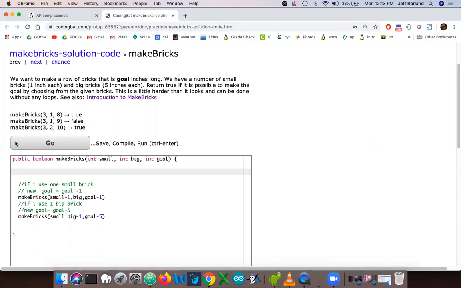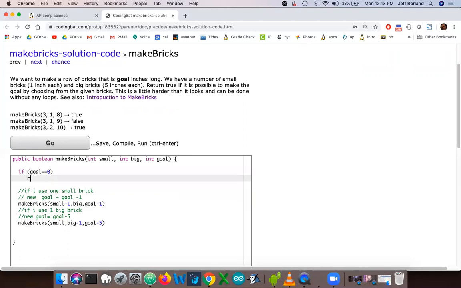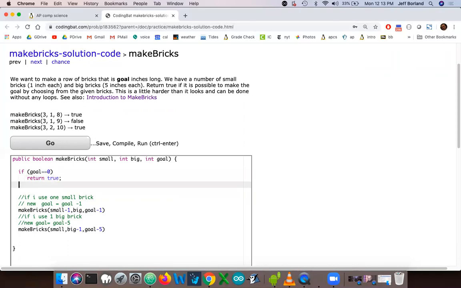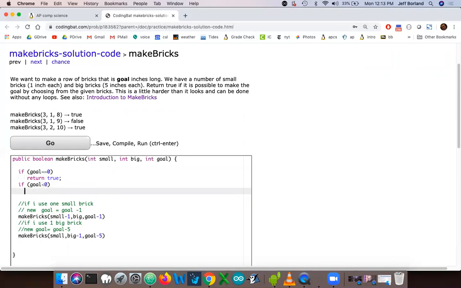Yeah, I like it. Well, say my target was 7. It's only a success if I get to 0. Yeah, Gianni. So if goal is 0, well, we did it. Return true. We made it. And I'll go with, if goal is less than 0, well, return false.